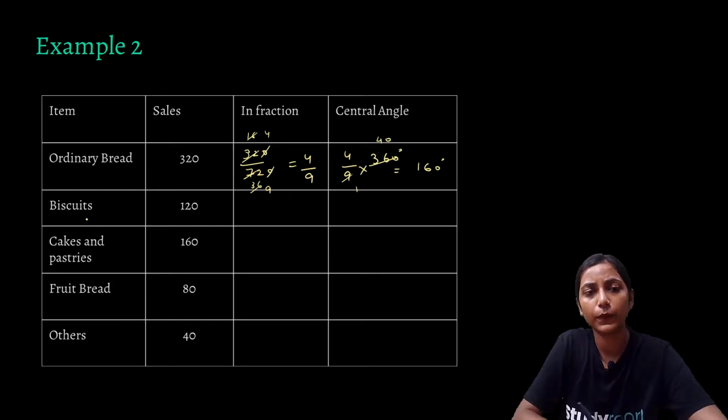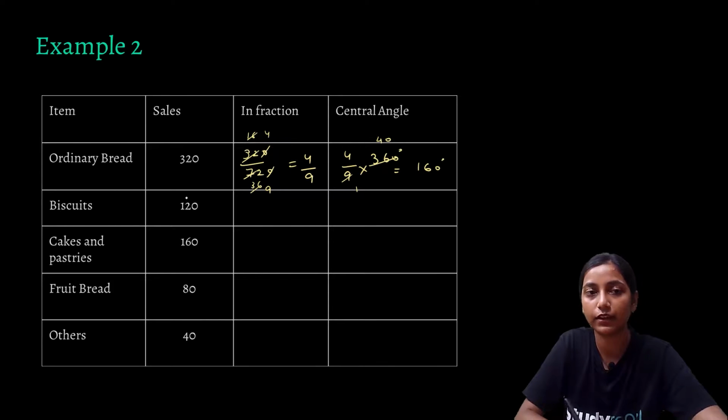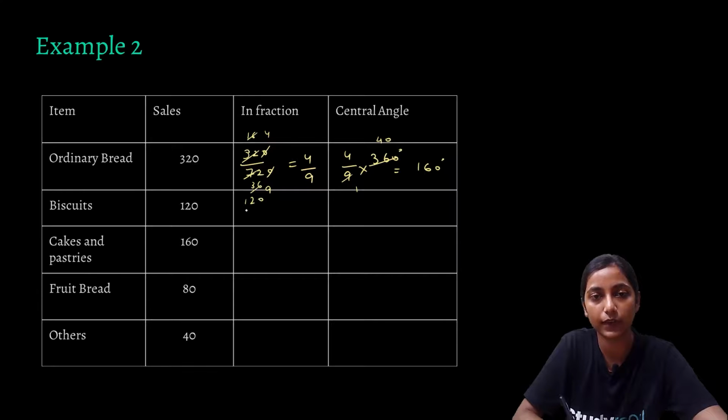Now again doing the same for biscuits as well. We have done it for ordinary bread. For biscuits it will be 120 by 720, that is 12 ones are 12, 12 sixes are 72, so 1 by 6. That is 1 by 6 of 360, that is going to be what? 60 degrees.